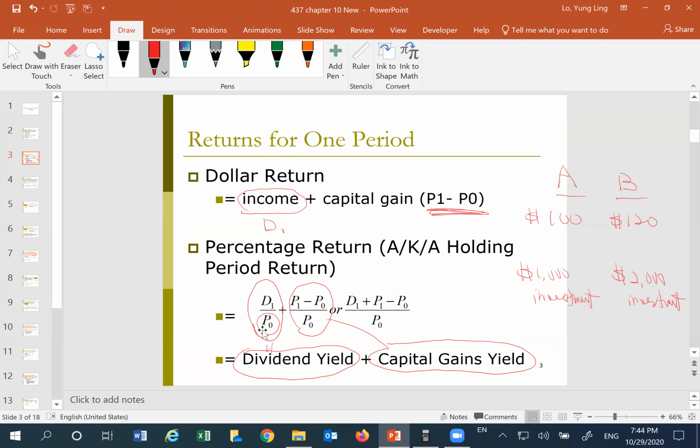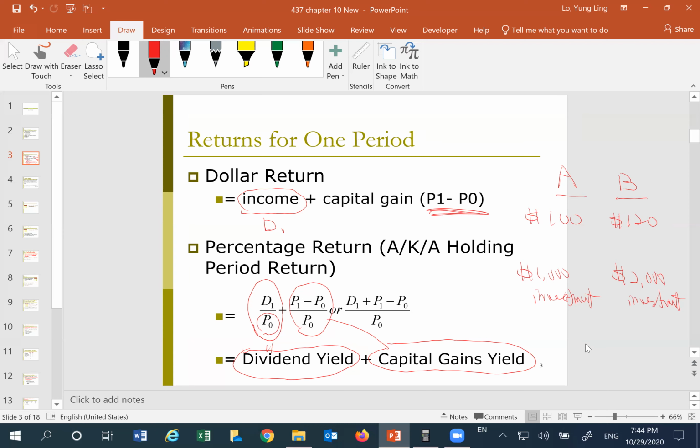Okay, so also you need to notice that since both the dividend yield and capital gains yield have the same denominator, we can basically merge these two components together. When you merge the numerator, we end up with a numerator that looks like this: we have income, which is notated by D1, plus P1 minus P0, while the denominator is just your P0.